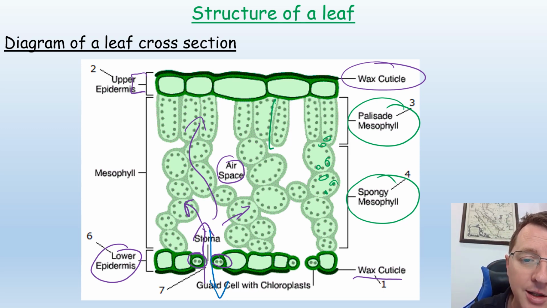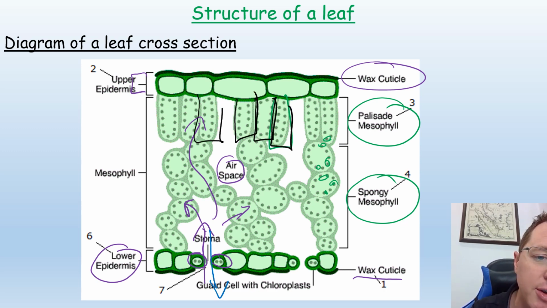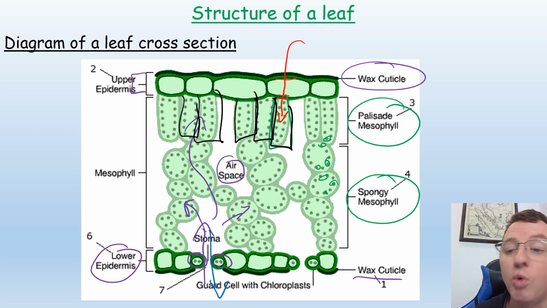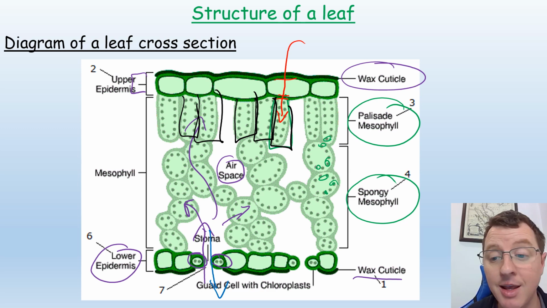For example, the palisade cells are always found in an upright position, so there are very few cell walls between the sunlight entering the leaf and reaching the palisade cells. In fact, there's only 1, 2, 3 cell walls there that could absorb some sunlight and reduce the amount of light reaching the chloroplast and the chlorophyll.